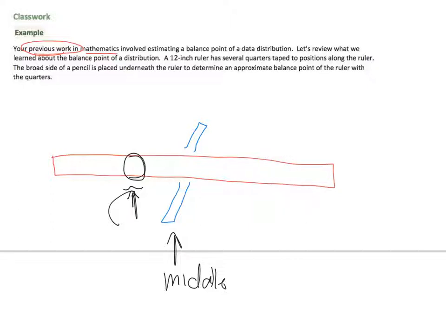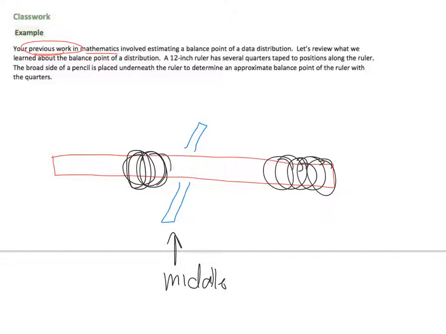We could keep playing. If we were in class today, I'd have some rulers and we would try to find the balance point. 3 quarters here. Where would this quarter have to be to balance it? Maybe there, maybe a little bit further. I put another quarter, 5 quarters here. Can I even balance it with 5 quarters? I don't know.